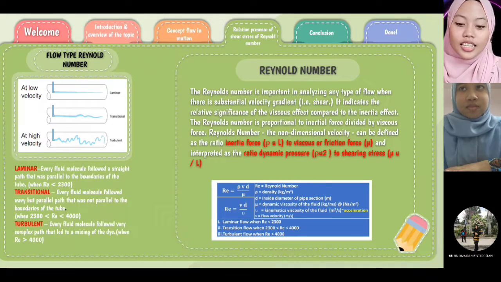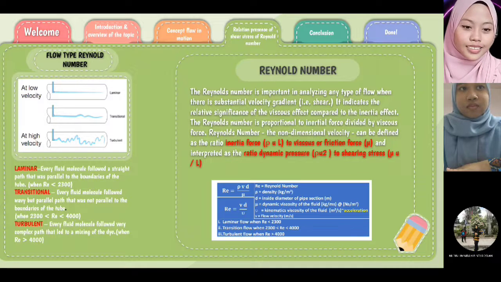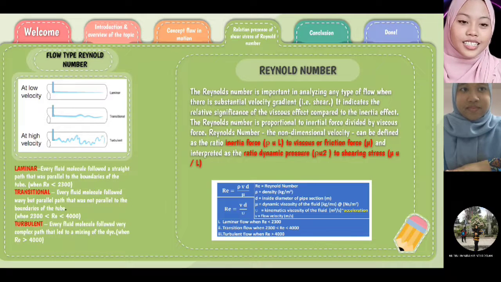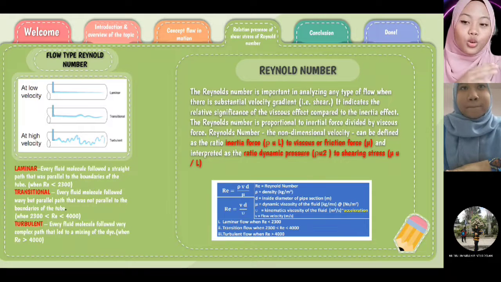Now it's my turn to talk about relation of shear stress and Reynolds number. First of all, there are three types of flow by Reynolds number. Okay, first is laminar, second is transitional, and third is turbulent. As we can see in the picture here, laminar is at low velocity, turbulent is at high velocity, and the transitional is between laminar and turbulent, which is not too low and not too high.